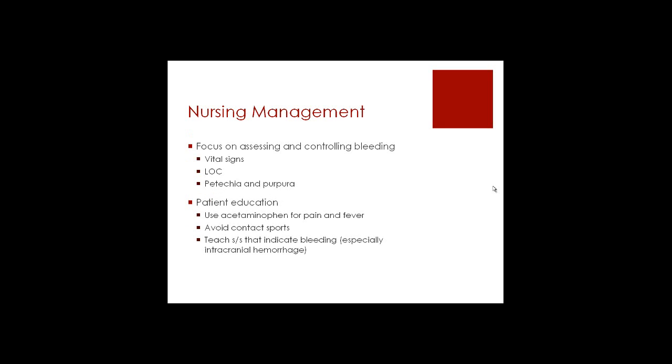So for nursing management, we just do need to focus on assessing and controlling the bleeding. So we need to do vital signs, LOC, look at the petechiae and the purpura. Patient education, we'll be making sure that we're using Tylenol for pain and fever. We cannot use Motrin, right? No NSAIDs. Avoid contact sports. Teach signs and symptoms that can indicate bleeding, especially neuroassessment. We need to be teaching a good neuroassessment for potential intracranial hemorrhage.